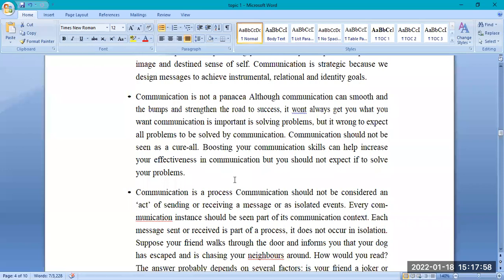So boosting your communication skills will help increase your effectiveness. As a student here, ensure that you boost your communication so that you can improve your effectiveness. You should not expect to solve something when you are not a good communicator. In fact, whenever we attend some interview, you are the best candidate, but when you get there, you're not able to express yourself.